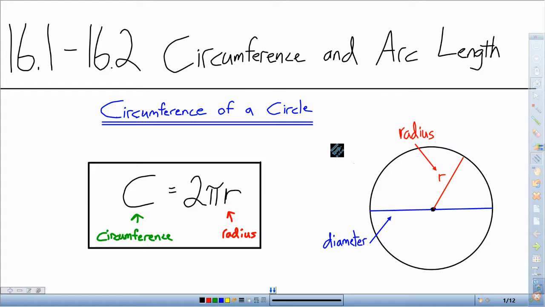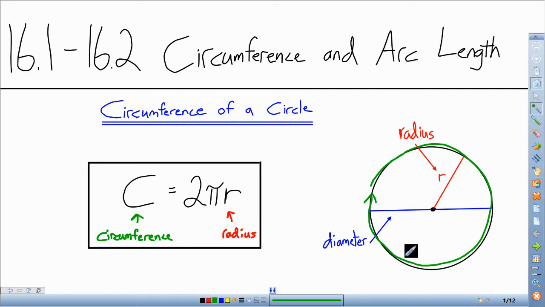Okay, so first things first, circumference of a circle. What is that? The circumference, all it is basically the distance around a circle. Okay, so you know how long is the outside of that circle. That's the circumference of the circle. All right, and to find the circumference of a circle, all we have to do is use this simple formula. Circumference equals 2 times pi times r, which is the radius of the circle.